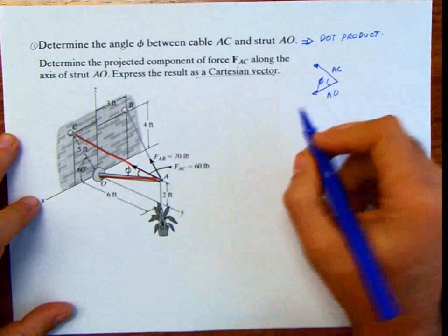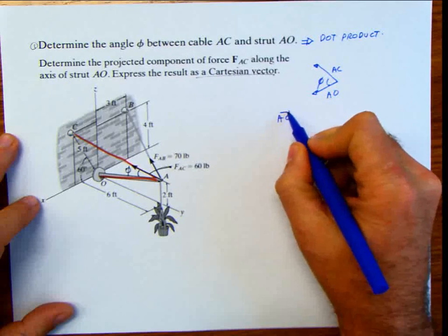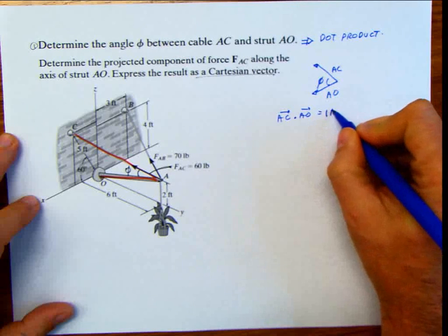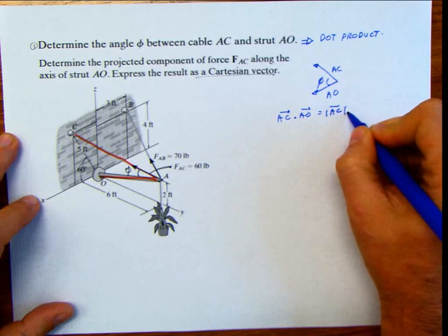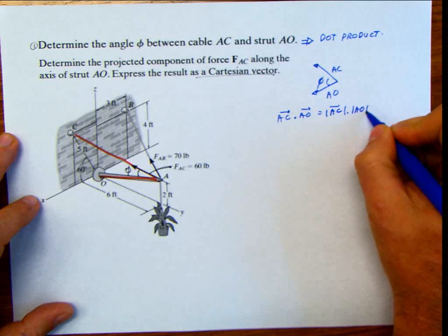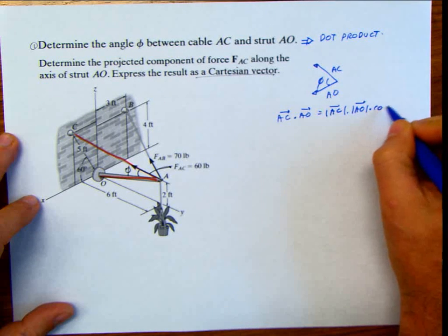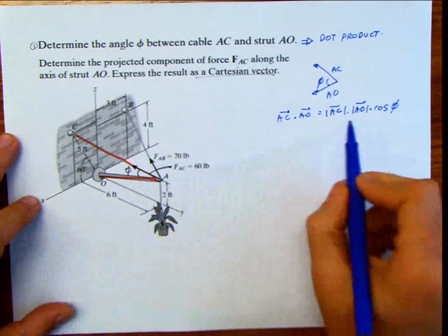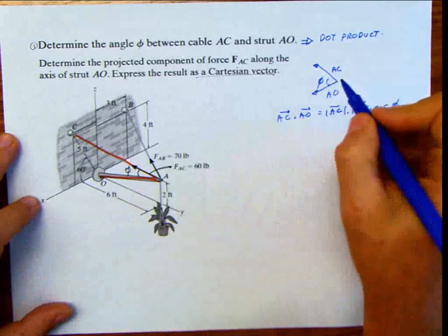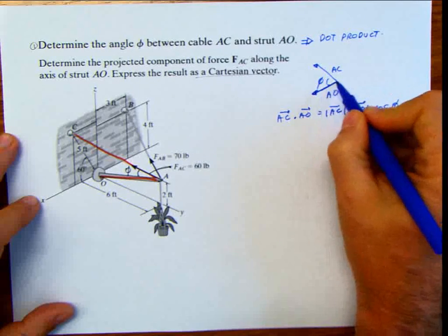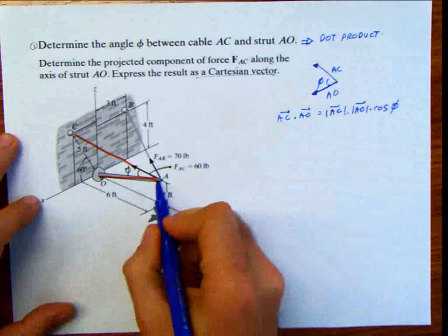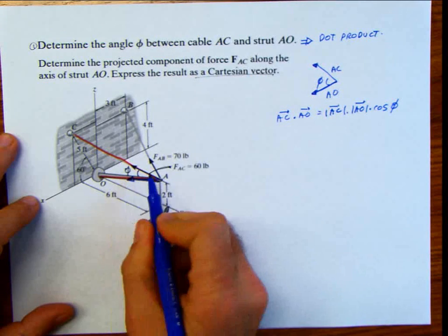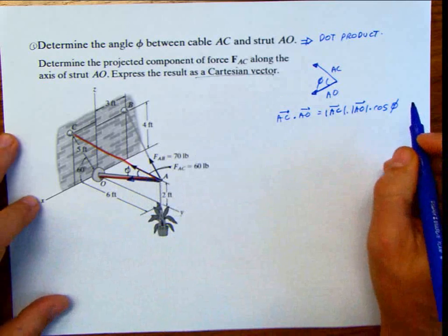The definition of the dot product says that the vector AC dot the vector AO has to be equal to the magnitude of the vector AC times the magnitude of the vector AO multiplied by the cosine of the angle between the two vectors. And be careful with that, because it's exactly in the way that we are showing here. The two tails have to be together when you do the dot product. That means that one vector is AO in this direction, and the other vector is going to be the force AC.